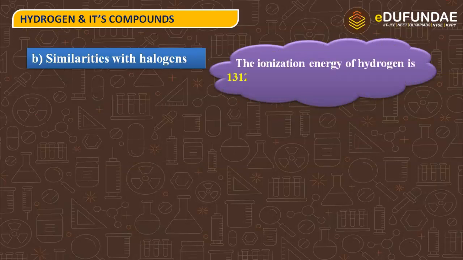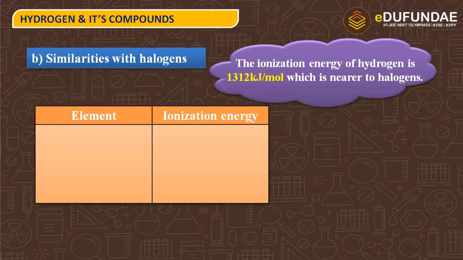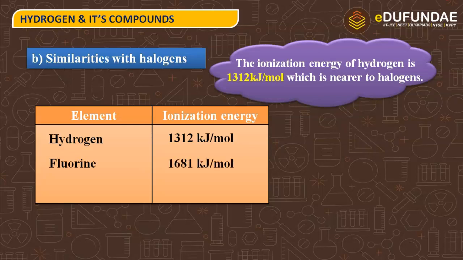Next is the ionization energy of hydrogen is 1312 kilojoules per mole, which is nearer to halogens. So hydrogen की जो ionization energy है, that is 1312 kilojoules per mole. And next is fluorine. Fluorine is having ionization energy of 1681 kilojoules per mole. Next is chlorine. Chlorine की ionization energy होती है 1255 kilojoules per mole. So these all ionization energies are relevant, or we can say comparable.